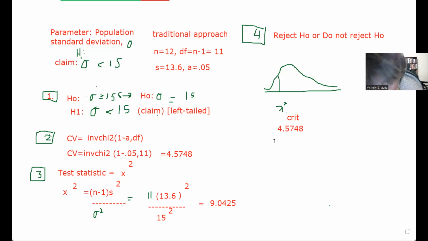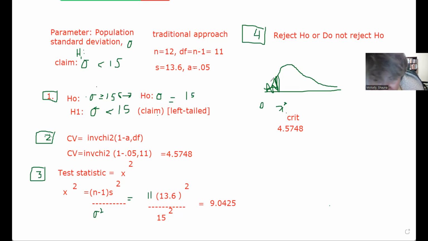Now, remember, this is a left tail test, and 0 is over here. So your critical region is in here. This region is your rejection region as well. So any chi-square between 0 and 4.5748 would cause you to reject the null.